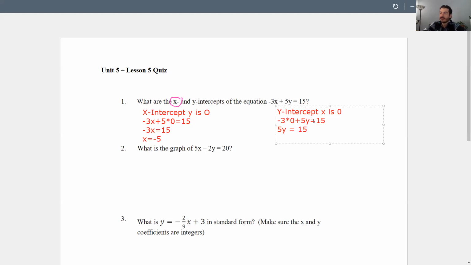What do I need to multiply 5 by to get to 15? Well, if y was 3, that would get me there. So there are my x-intercepts, negative 5, and then my y-intercept is positive 3.